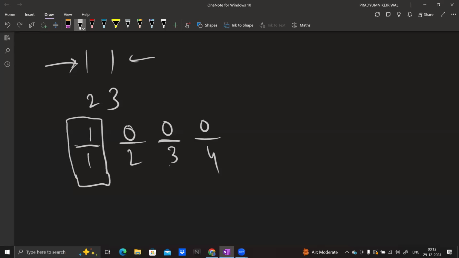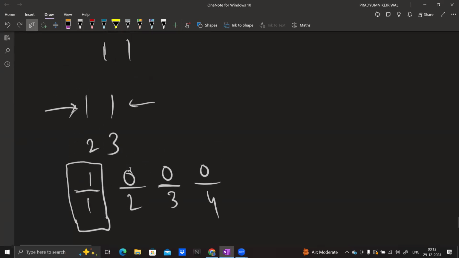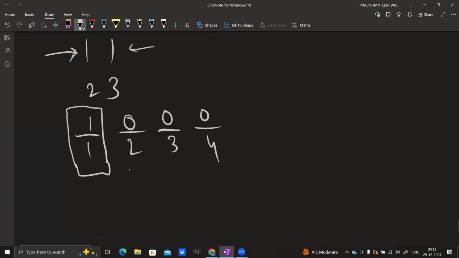So we can mitigate that. There are many solutions to this, but what I did was, instead of only saving one and zero in this array, I saved the number of elements.